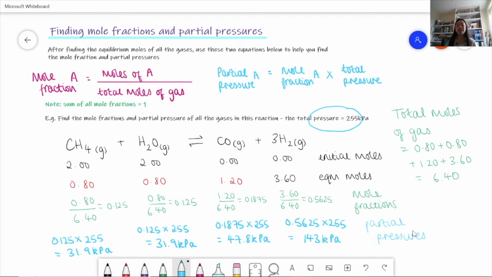And I rounded all these to 3 significant figures because this pressure is given to us in 3 significant figures, and also these initial moles that they've given us are also in 3 significant figures.